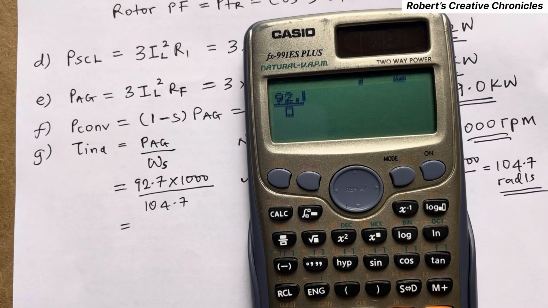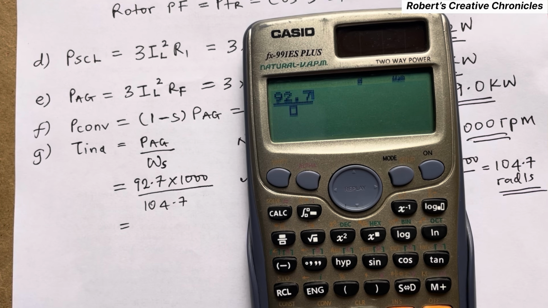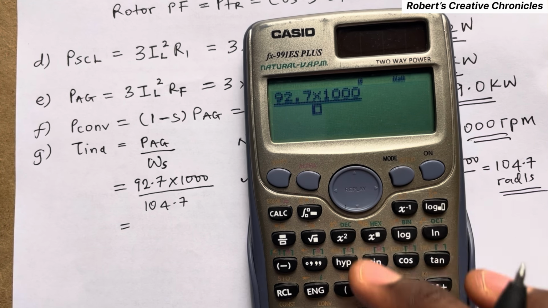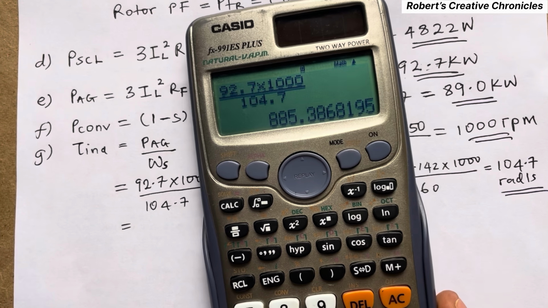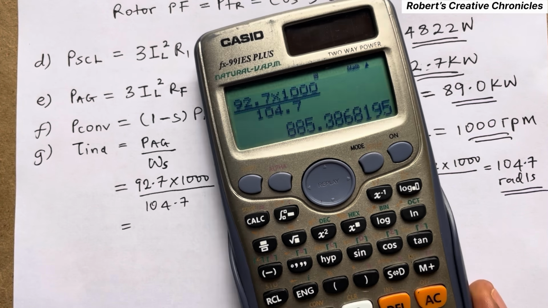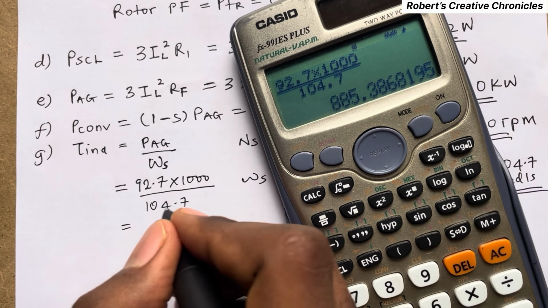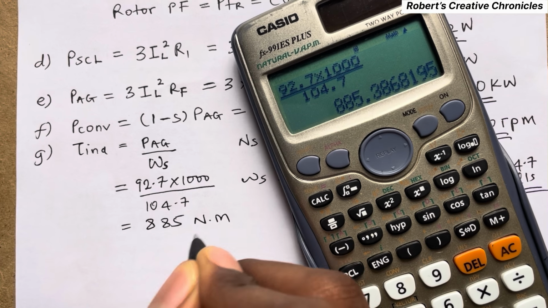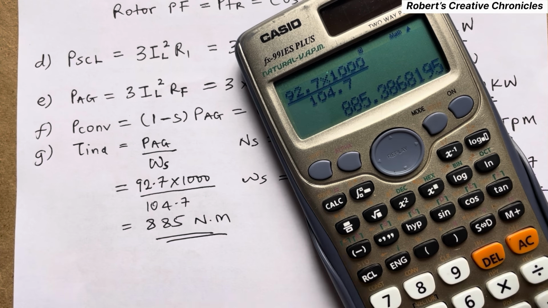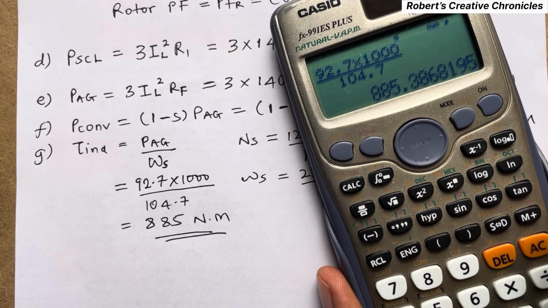92.7 times 1000 over 104.7. This is 885.4, but we can write it as 885 Newton meter. So this is the induced torque.